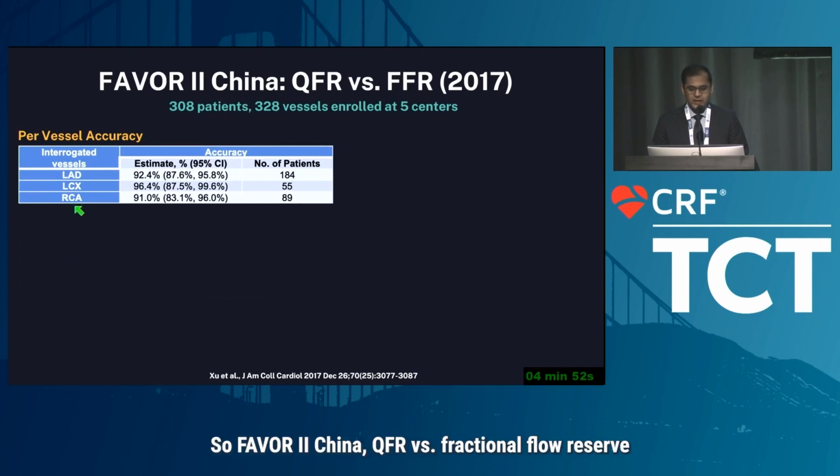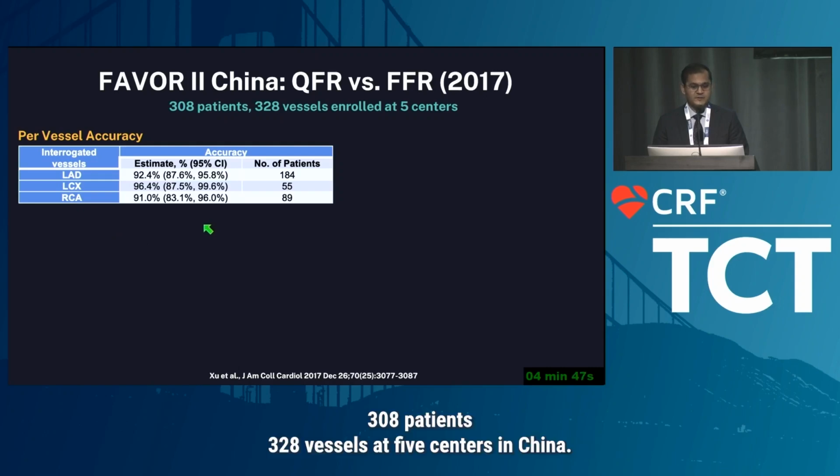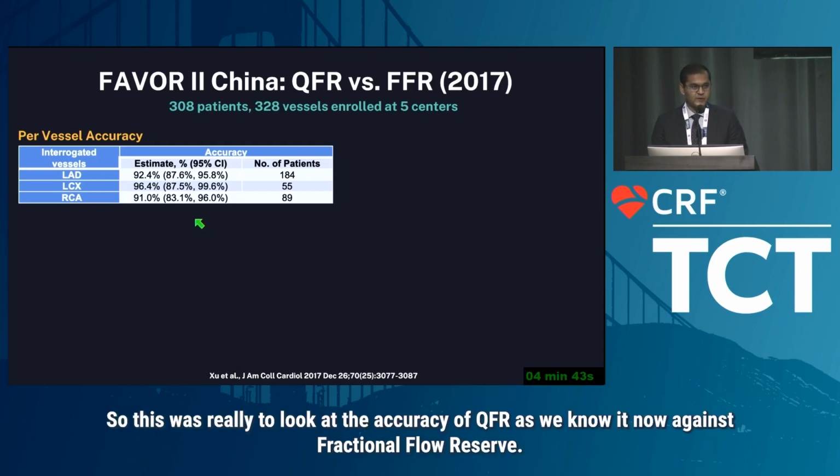FAVOR II China looked at QFR versus fractional flow reserve in 308 patients and 328 vessels at five centers in China. This was really to look at the accuracy of QFR as we know it now against fractional flow reserve.